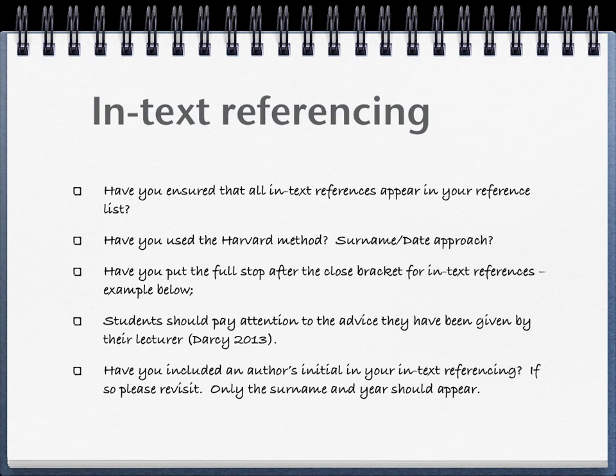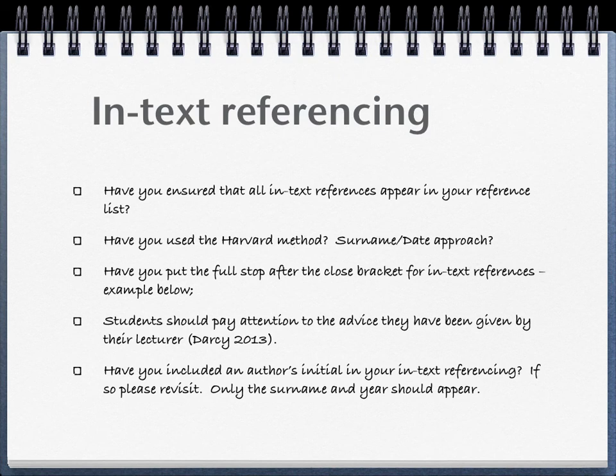Again, have you used the Harvard method, surname, year approach or date approach? Have you put the full stop after the closed bracket for in-text references? See this example that I have on the slide here. The full stop comes at the end of Darcy 2013, close bracket, full stop. It doesn't come before it. It's amazing how many students still persist in doing it, and it's probably no harm to revisit that short slide presentation that I've put up for you in terms of the top 5 mistakes with regard to referencing. Again, just something to watch out for.